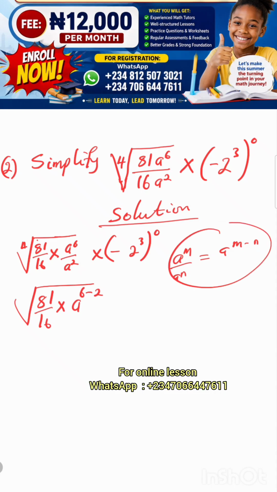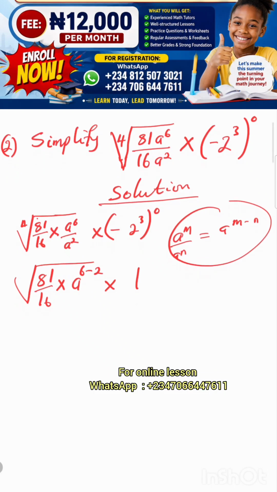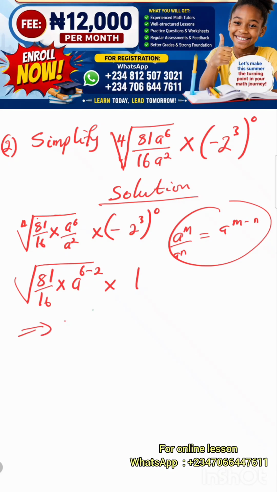Now we move further. The whole of this one becomes 1, and anything multiplied by 1 is that thing, so we are not going to be interested in this term anymore. So this will now imply the fourth root of 81 over 16, then multiplying a exponent 4. So this is what we have now to work with.